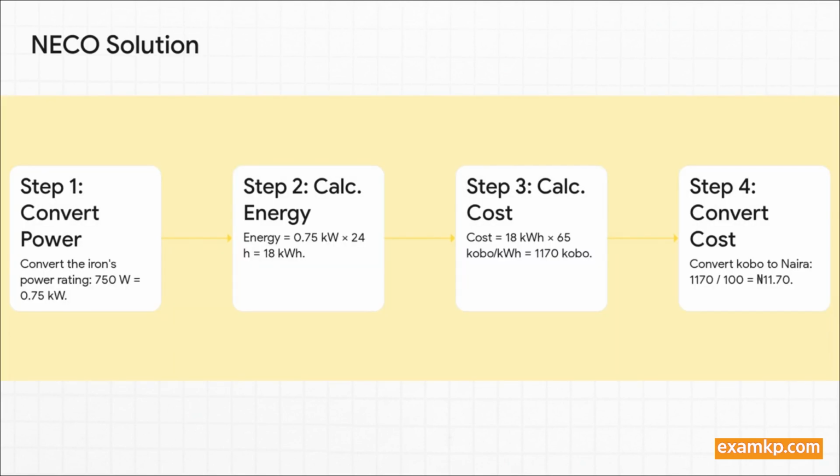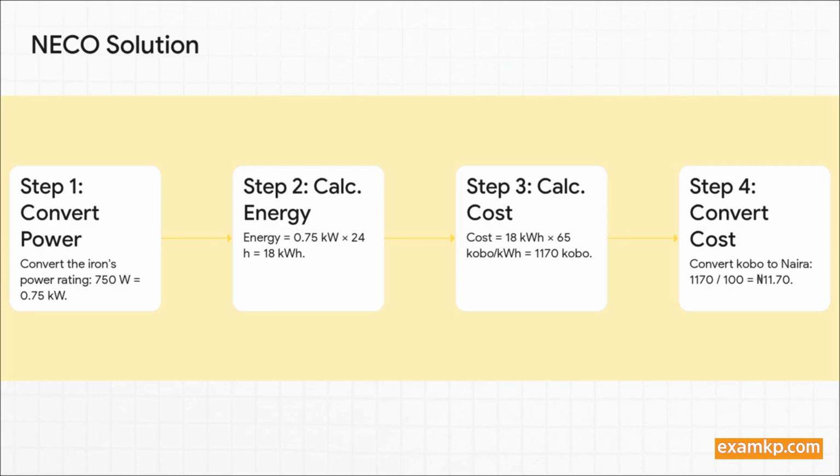Okay, let's finish strong. First, the power conversion. 750 watts becomes 0.75 kilowatts. Easy. Next, the energy. We multiply that 0.75 kilowatts by 24 hours, which gives us 18 kilowatt hours. Now, the cost. But wait, the cost is in kobo. So 18 kilowatt hours times 65 kobo per kilowatt hour, that's 1,170 kobo.